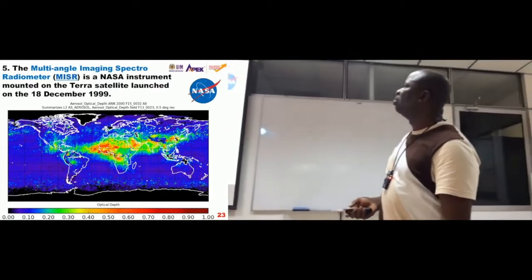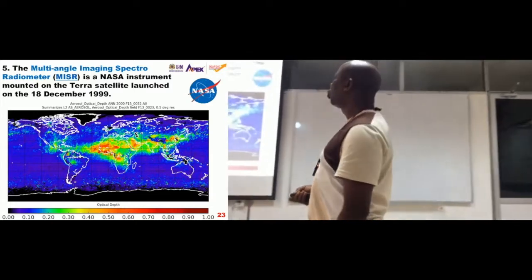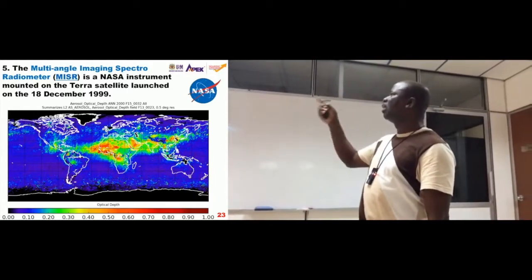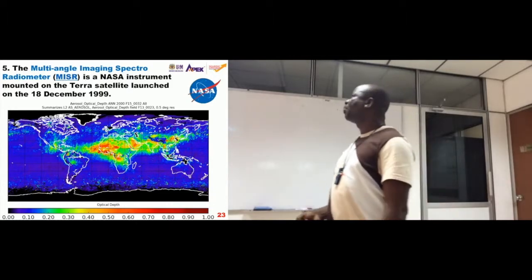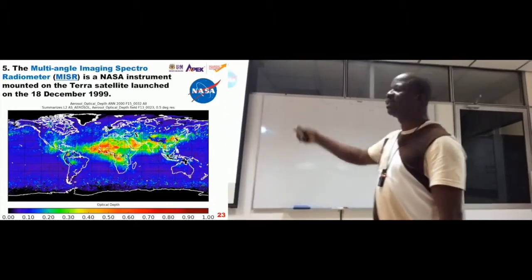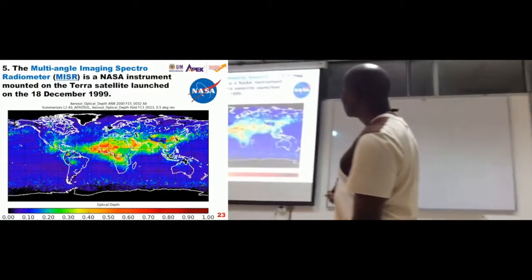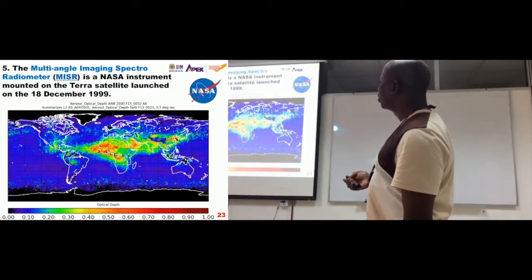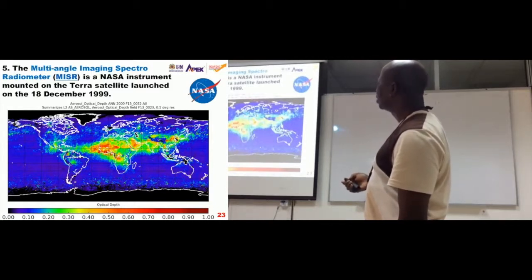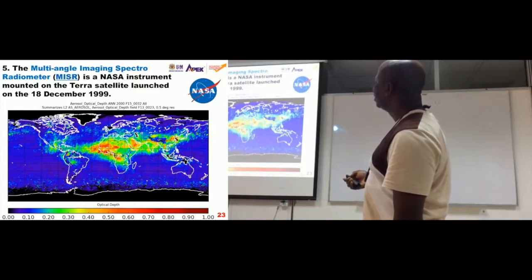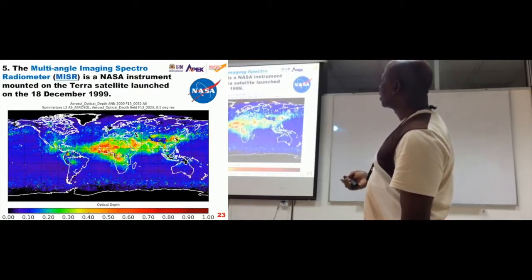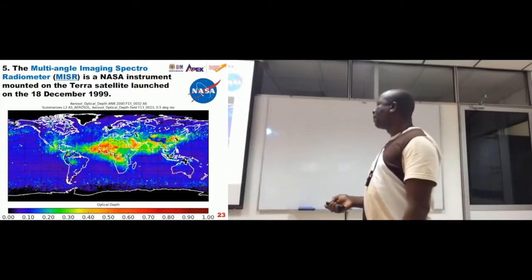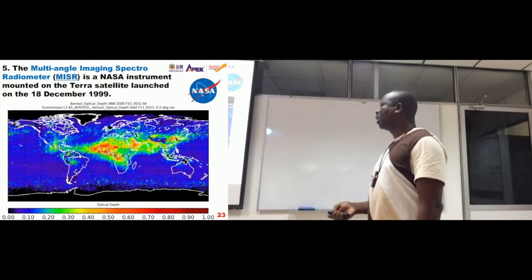So this is the Multi-angle Imaging Spectro-Radiometer, a NASA instrument, which was mounted on the 18th of December 1999. And this is the typical data from the satellite, which is optical aerosol depth. This was collected in 2000, and these are the parameters on the data. This is typical for the whole world, showing the highest value and then the lowest value.